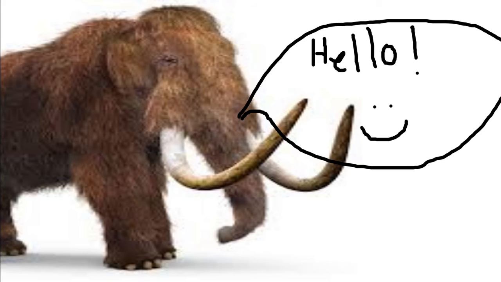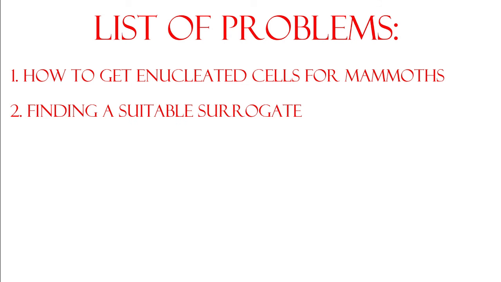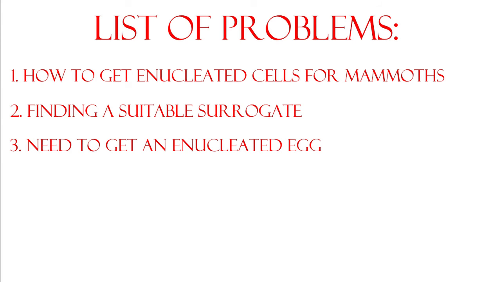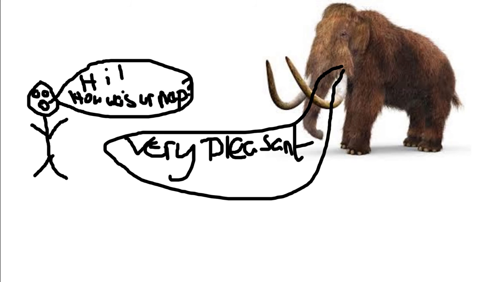The main struggle is actually getting enucleated cells for the mammoth, as well as finding a suitable surrogate and an enucleated egg, and even getting a nucleus to put in. But these are problems that can be worked around. The last one, however, is quite essential in getting. But should we all go through this research within my lifetime, I could see a mammoth again.